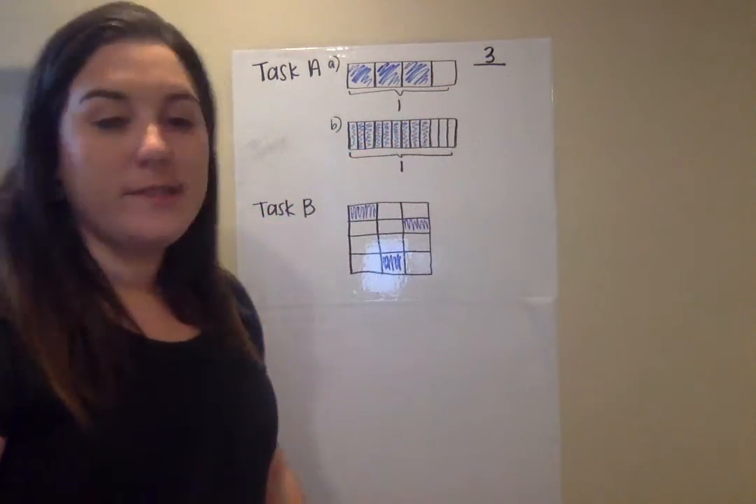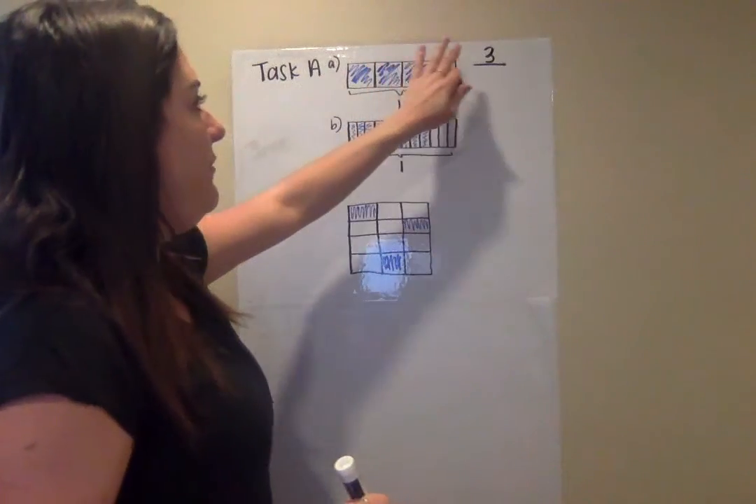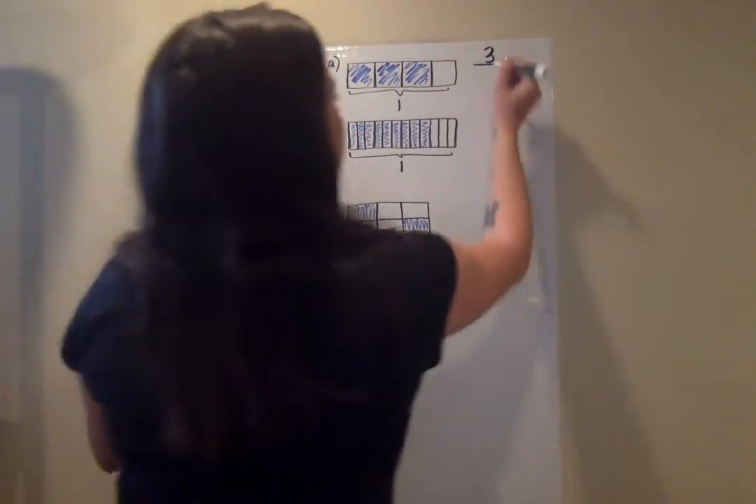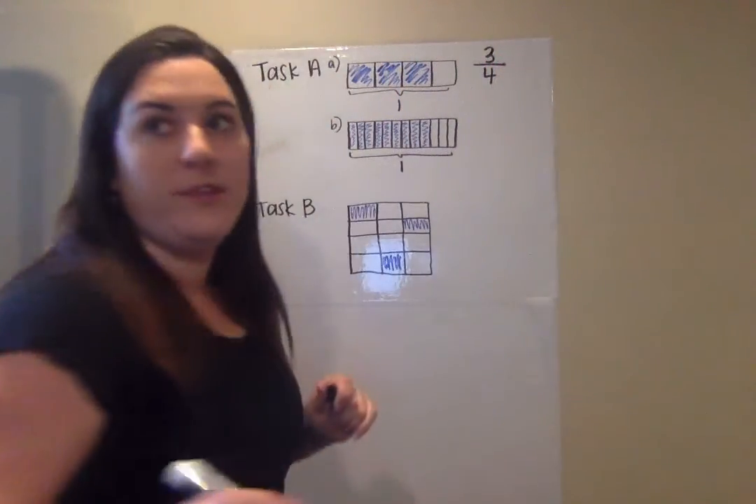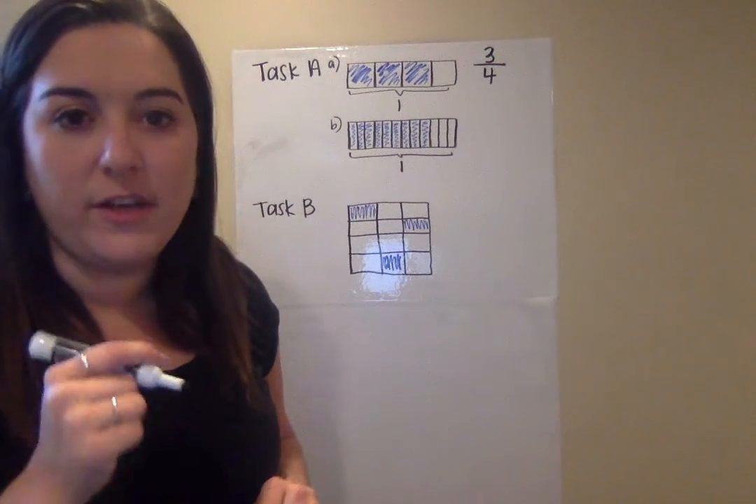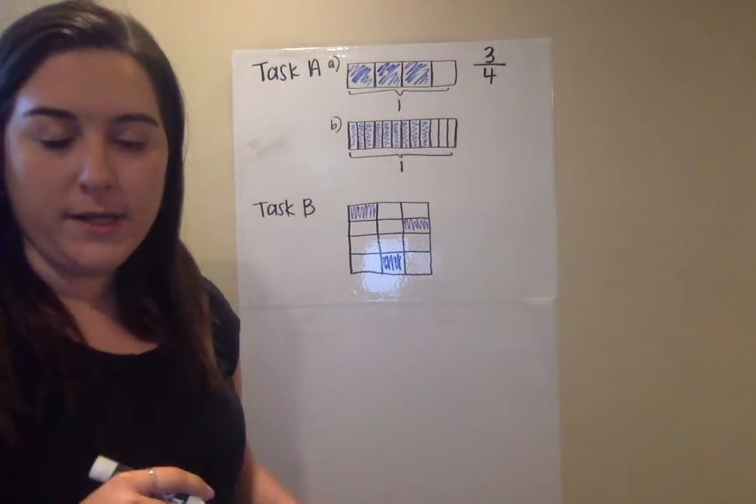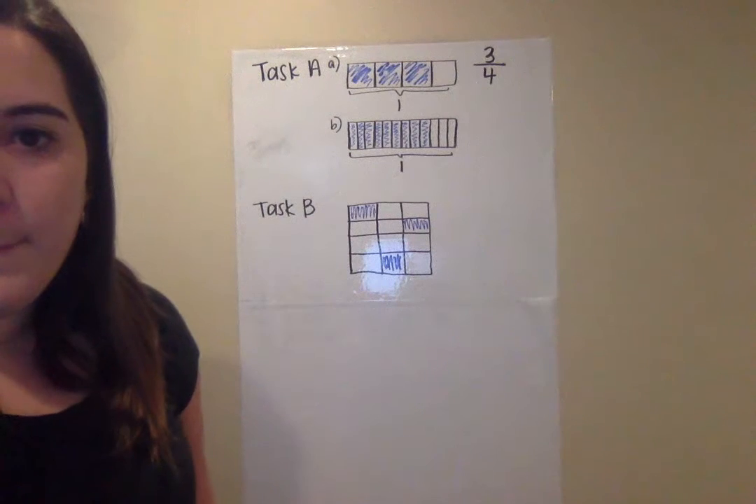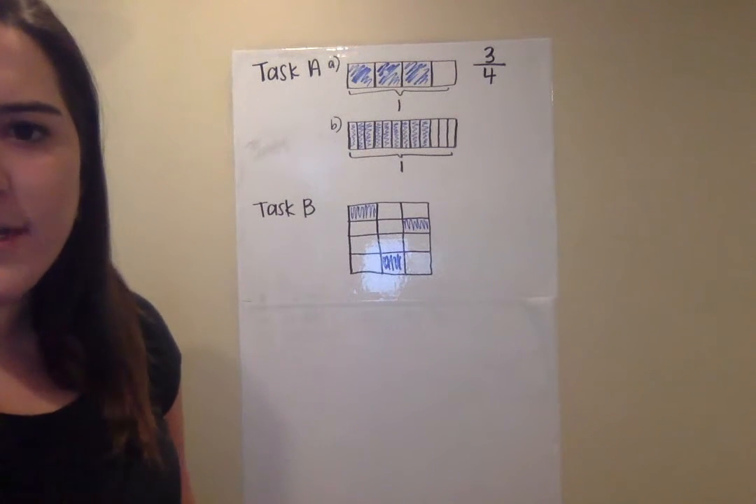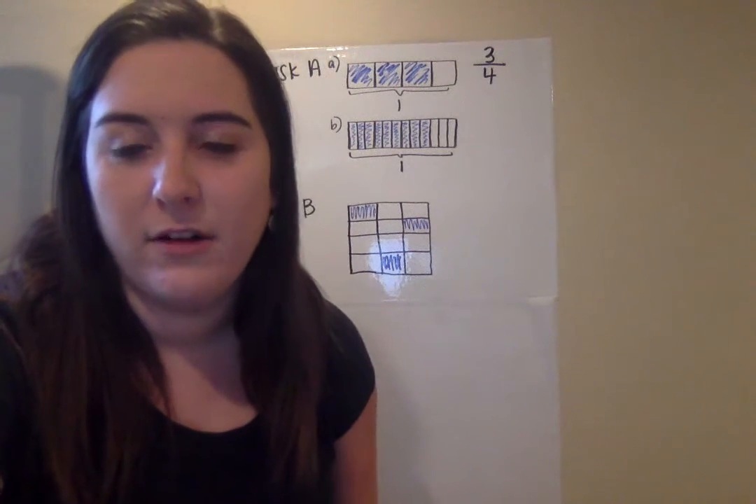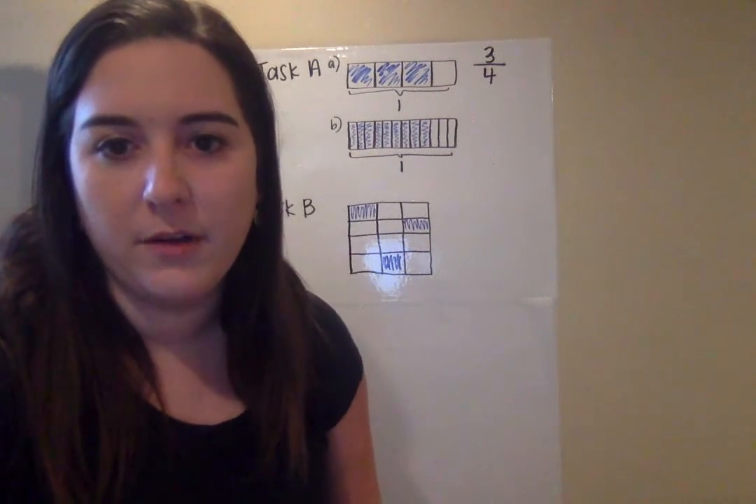How many parts do I have altogether? I have 1, 2, 3, 4 total pieces. So that's going to be my denominator, right? So this tape diagram represents the fraction 3/4. All right. Now going down to B, it says the rectangle below has the same length as the rectangle above. What fraction does the shaded part represent?